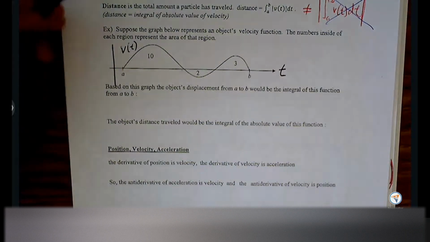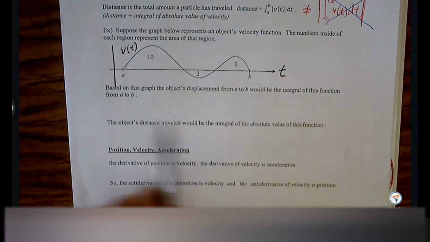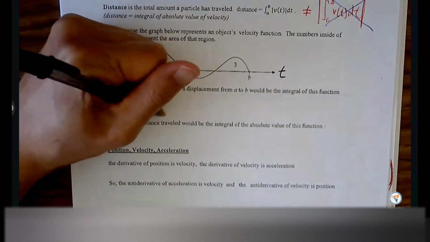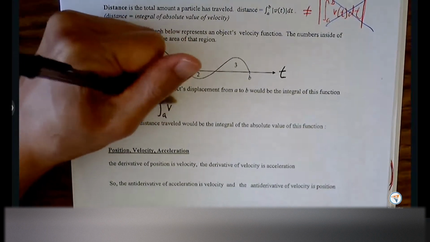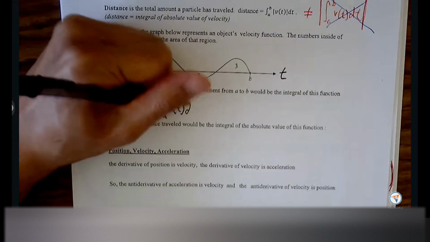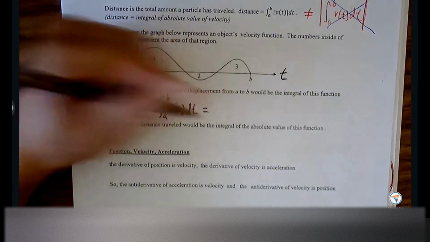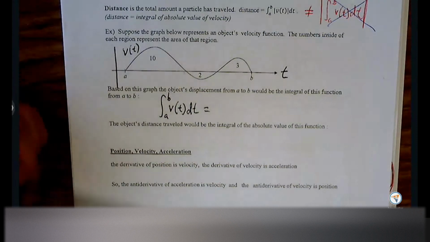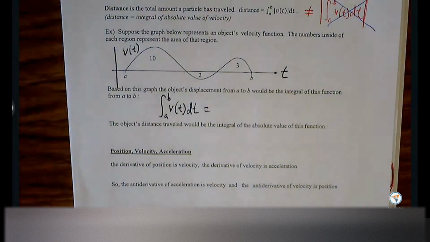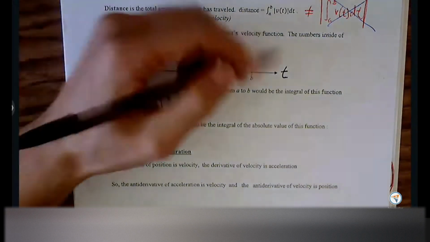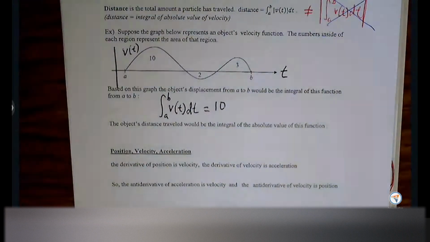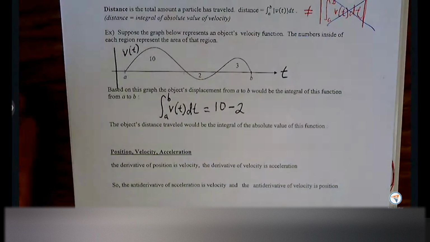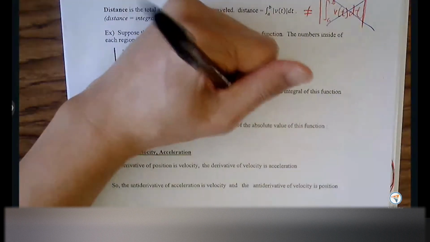Now, based on the graph, the object's displacement is just the integral of the function from a to b. So for displacement, we are just concerned about what is the net gain of this object, meaning after everything is said and done, how far is this object from its starting point? Okay, so we know it's going to move 10 units to the right. It's going to go backwards 2 units, so we got to make sure we keep track of that. So 10 minus 2, and it's going to go 3 units to the right.